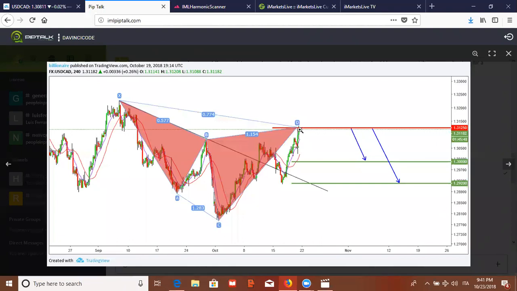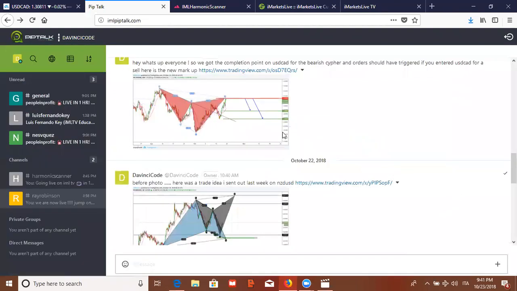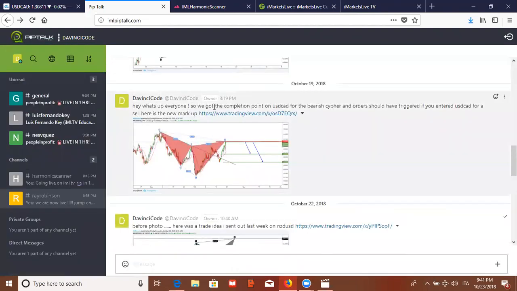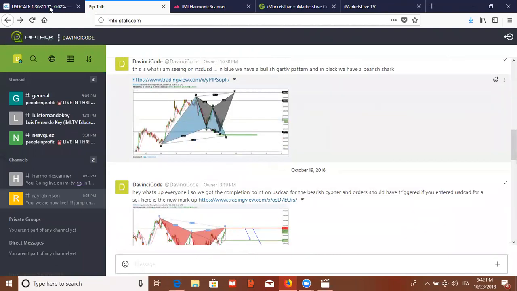And I have my sell limits up here to grab my orders. And right now we're up like 40 pips on this trade. So I posted this right here. Hey, what's up, everyone? So we got a completion point on USD CAD for a bearish Cypher, and orders should have triggered if you entered USD CAD for a sell. Here is the markup. So I posted this on October 19th, and we should be looking for a potential drop based off of USD CAD.